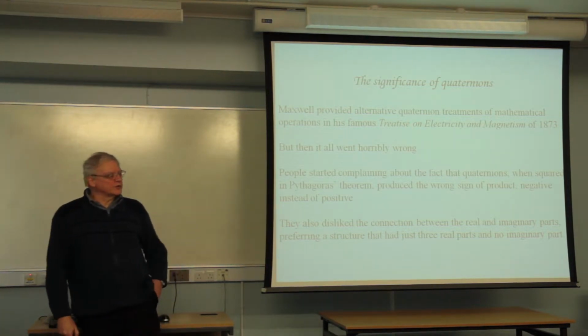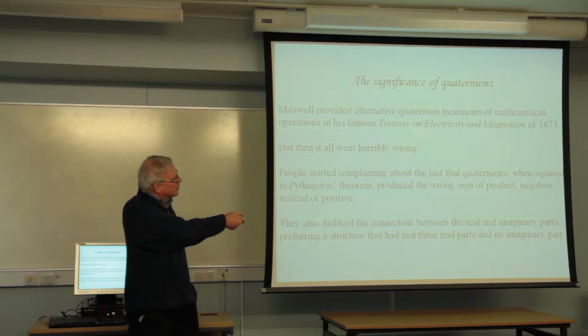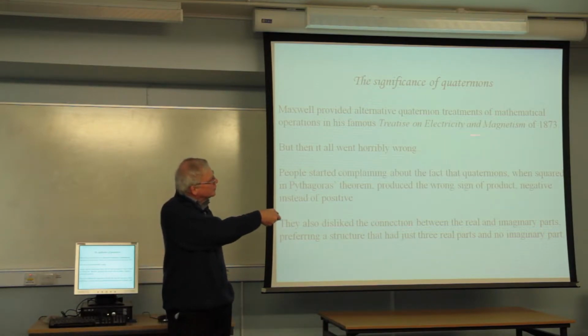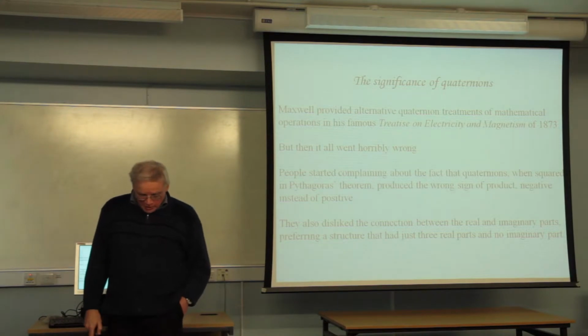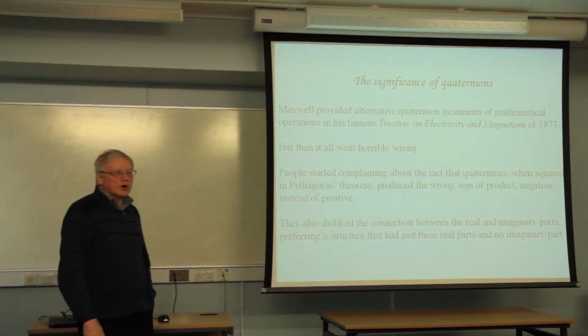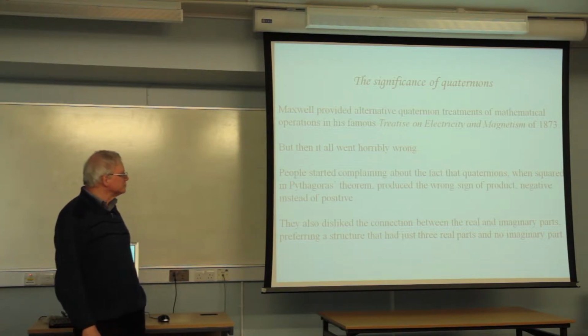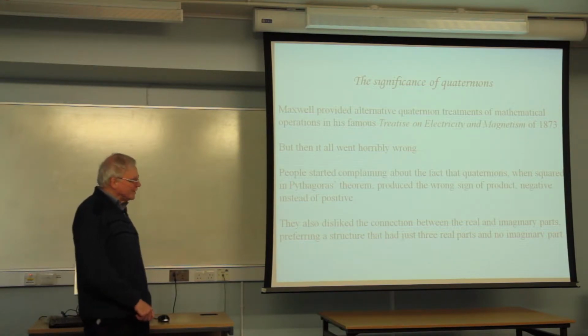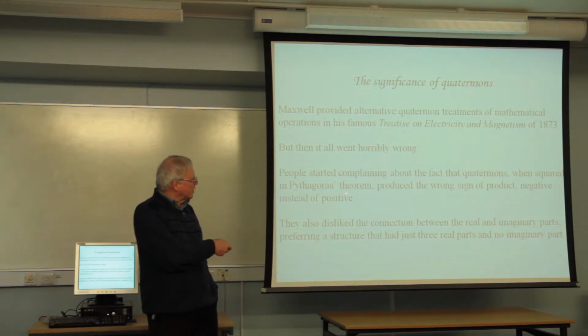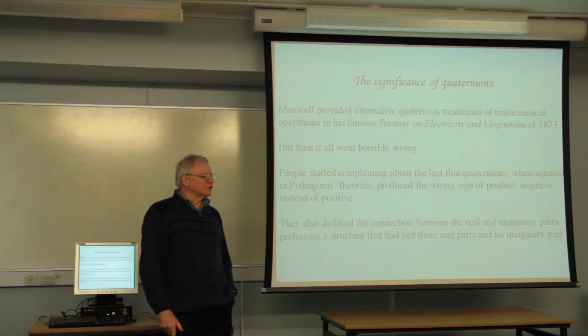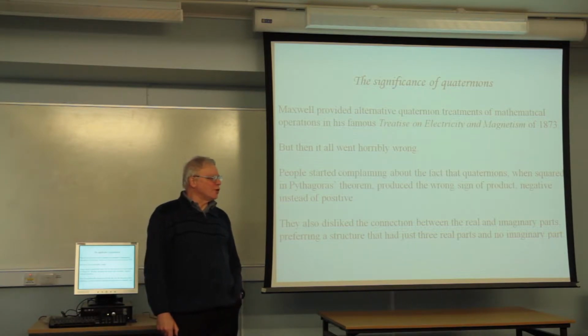Everything looked good. This is one of the great works of the 19th century, one of the most important pieces of physics done in the 19th century. And so everything looked as though it was going to go well for quaternions, and then it all went wrong. It went completely pear-shaped. And the reason why it did was that people said, you're squaring your quaternions, you get these funny negative numbers. They square to -1, they don't square to 1.